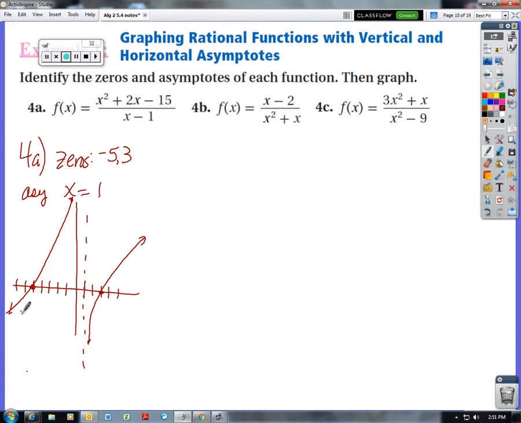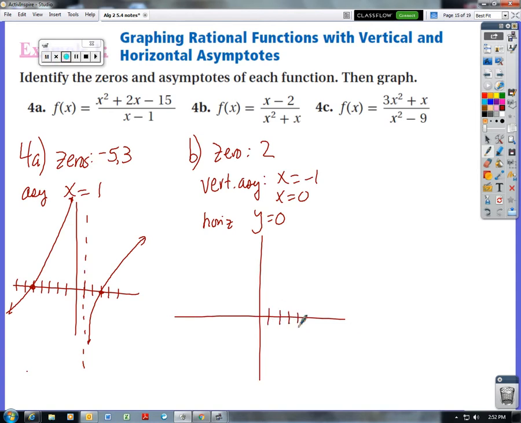The second one, the zeros, oh, there's only 1 zero at 2. We have 2 vertical asymptotes, x equals negative 1 and x equals 0. And the horizontal is y equals 0. When you're listing your asymptotes, again, please write the entire equation. Don't just write negative 1, 0, and 0. I have no idea what that means. I need the lines.